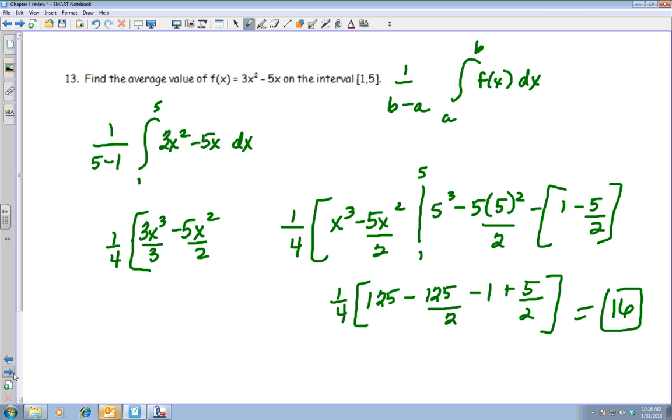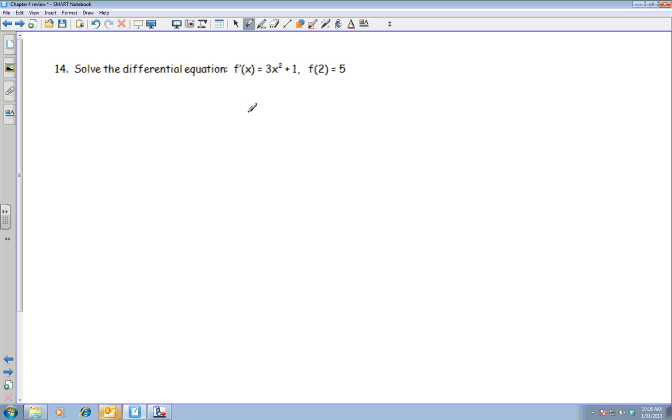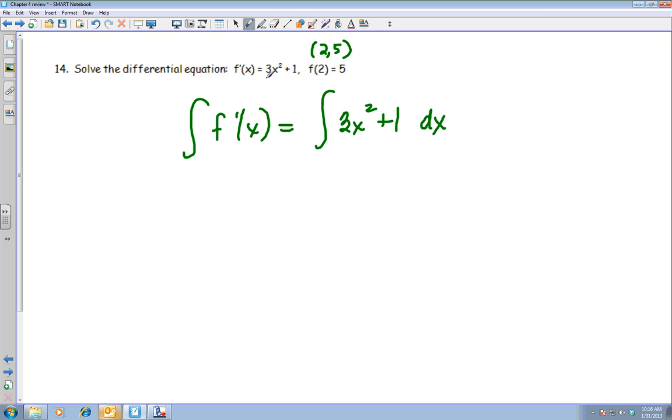All right, number 14. Solve the differential equation. Okay, so if it says solve the differential equation, then my answer should look like f of x equals something. So I'm going to integrate both sides of this equation. And then here's my initial condition, or my ordered pair, the ordered pair 2, 5. So when I integrate f prime of x, that's just going to give me f of x. When I integrate this, that's going to give me 3x cubed over 3 plus x plus c.